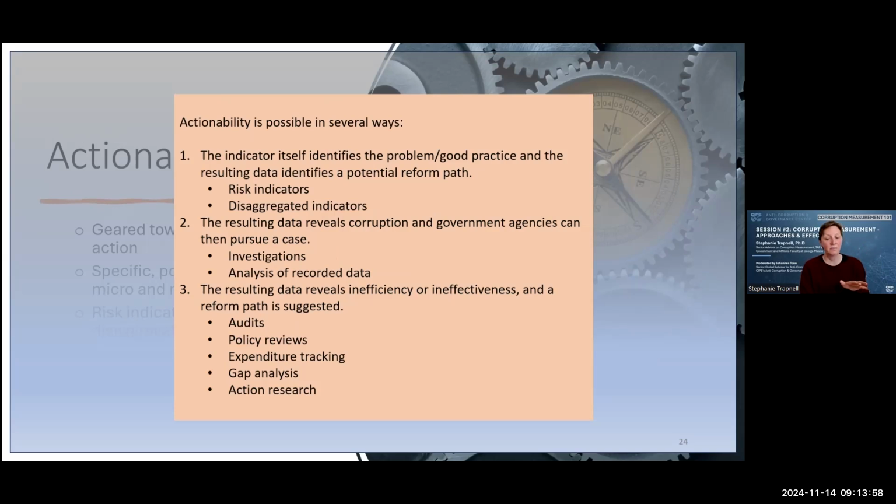And if it's an index that purports to be actionable and says that it can be used, you need to look at those underlying indicators, and they should explain those indicators to you in all of their documents.